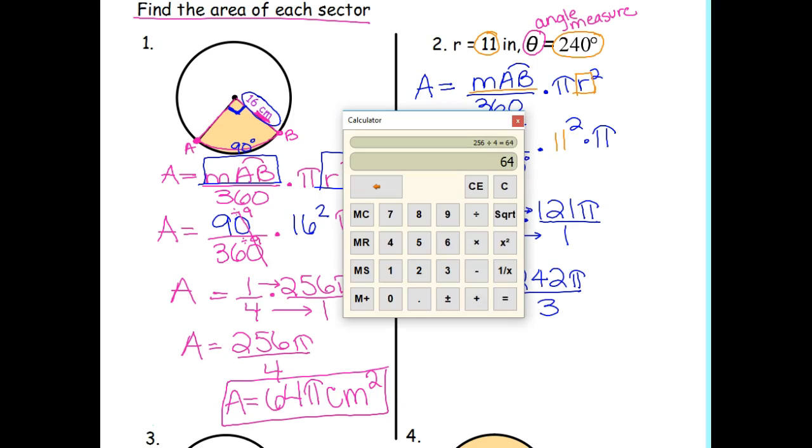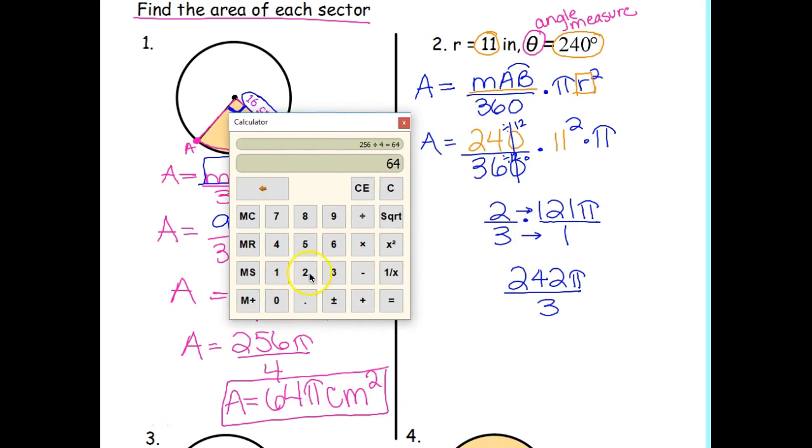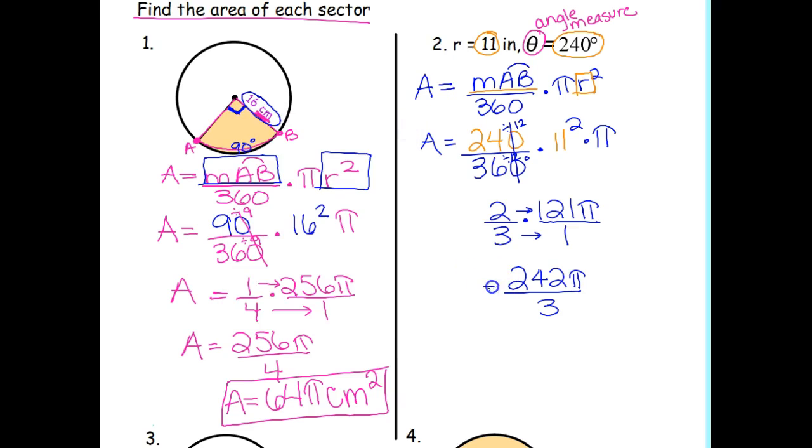And again, we're going to check to see if we can divide 242 by 3. So 242 divided by 3 is equal to 80 2/3, but instead of writing that as a decimal, we're just going to leave it as a fraction. So the area of the sector is 242 pi over 3, and our unit this time is inches, so we're going to put it as inches squared. And there we go.